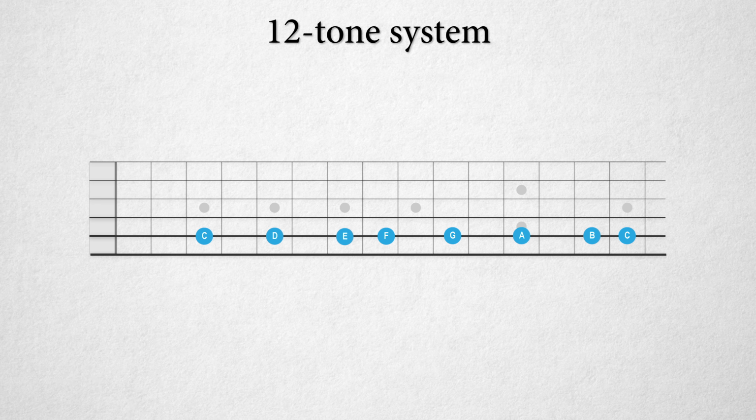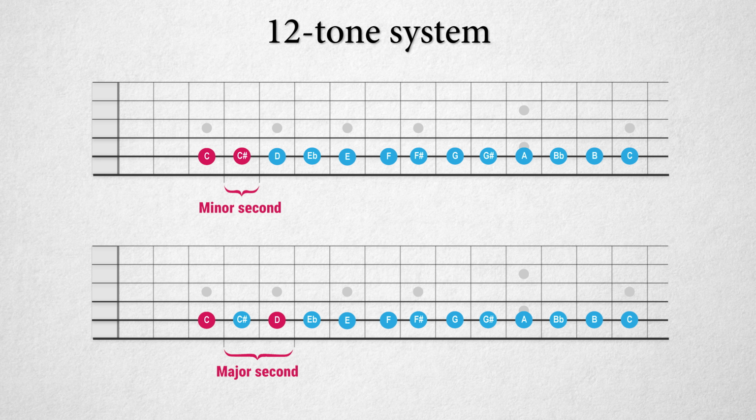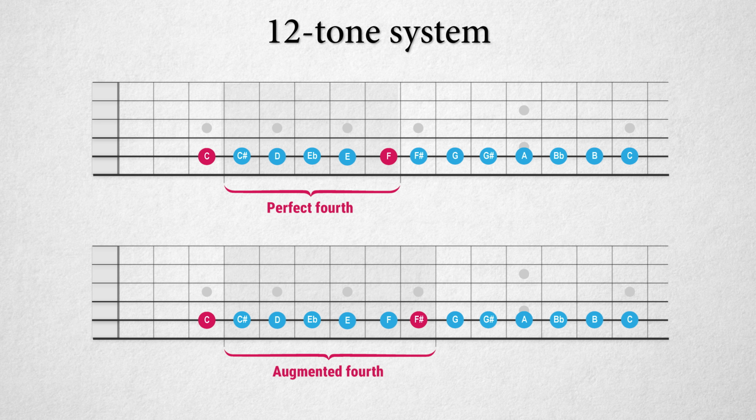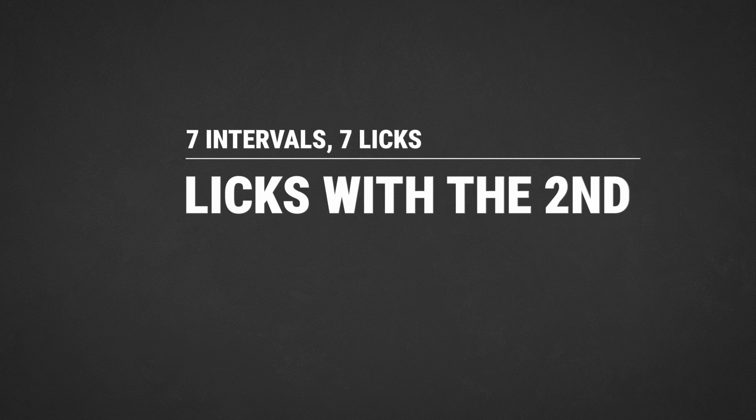Now, to make this crystal clear, we have to view the 12-tone system, which is the diatonic scale with all the half steps in between. So we have a minor and a major second, a minor and a major third, a perfect fourth and an augmented fourth, a diminished fifth and a perfect fifth, a minor sixth and a major or natural sixth, and finally a minor seventh and a major seventh. Now these intervals we're going to use in the next section.